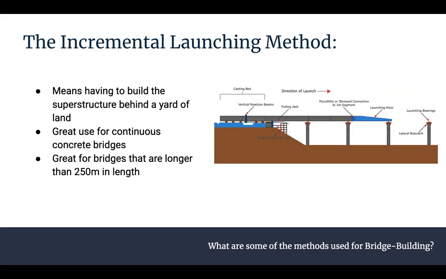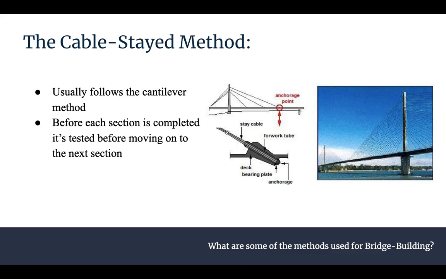The incremental launching method means that whenever it is being built, it has to be built on a yard of land, the substructure, and it's great for continuous concrete bridges and great for bridges that are longer than 250 in length. The cable stayed method usually follows the cantilever method. Before each section is completed, it's tested before moving on to the next section just to make sure it is safe, it works, and so on.